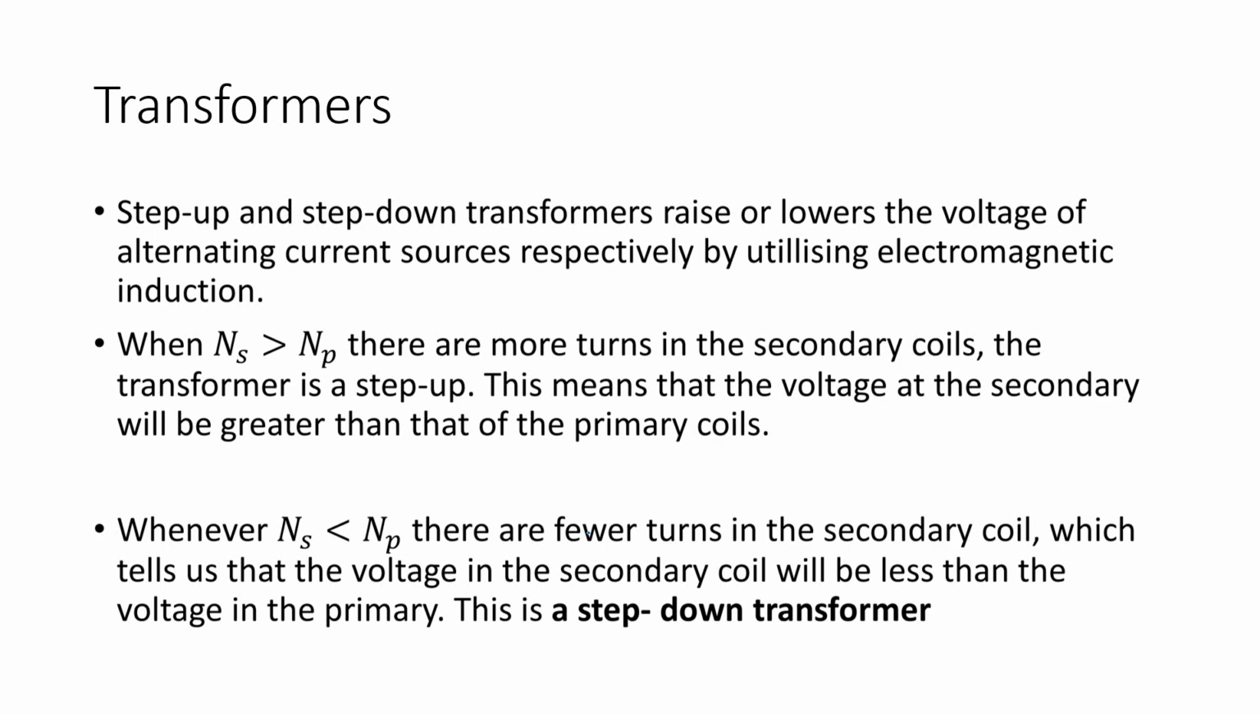Now it says that when the number of turns on the secondary is greater than the number of turns on the primary, then this type of transformer is going to be a step up transformer. I'll show you a diagram soon. It says that this means that the voltage at the secondary will be greater than the voltage at the primary. This is one of the huge advantages of transformers, because you're taking a lower voltage and stepping it up to a higher voltage. That's one of the amazing things about transformers, and it is used widely in different industries.